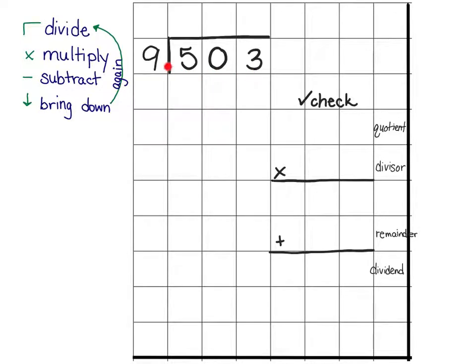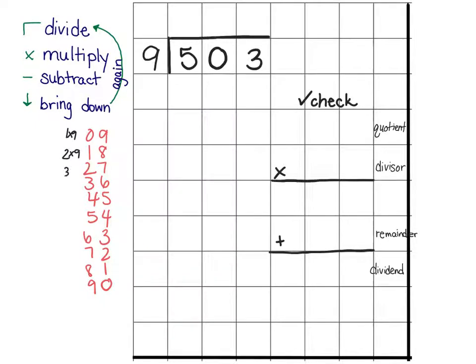503 divided by 9. So I'm going to skip count by 9s. Remember, there is a trick. 9, 8, 7, 6, 5, 4, 3, 2, 1, 0. And then 9, 8, 7, 6, 5, 4, 3, 2, 1, 0. Here we have 1 times 9, 2 times 9, 3 times 9, 4 times 9, and so on.